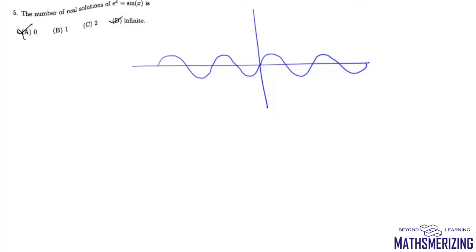That's the graph of sin x. And if we draw the graph of e to the power x, we know that is an increasing function. Now when x is less than 0, these two graphs will intersect at an infinite number of points. So the number of real solutions of this equation is infinite, and that's your option number D.